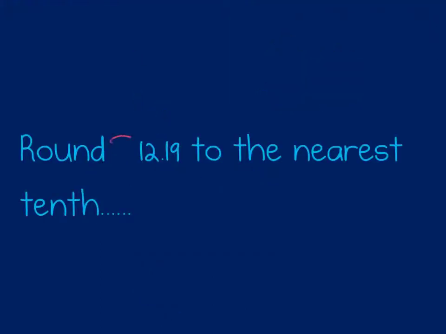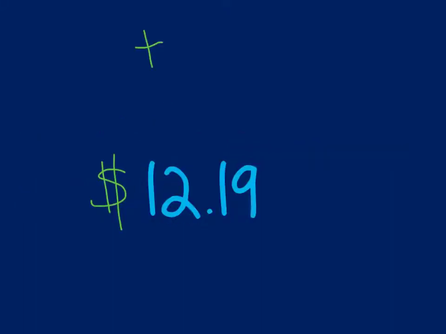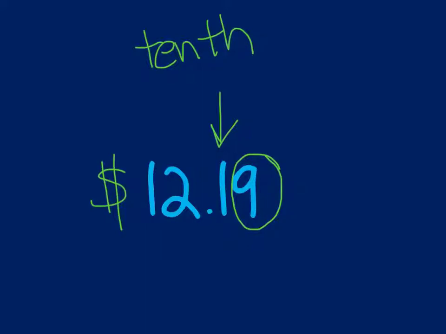Okay, and last we're going to round $12.19, or 12.19, to the nearest tenth. The nearest tenth would be the nearest dime. This is the tenth place right here where the 1 is. So we would look at the 9. We're rounding to the nearest tenth, which is the nearest dime. We look at the next place over, it's a 9.